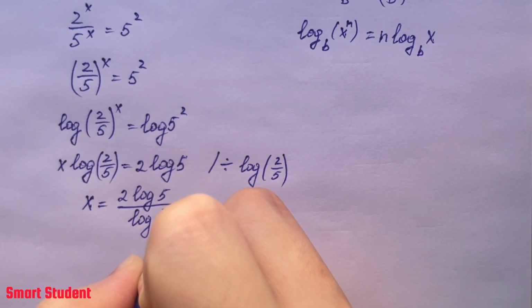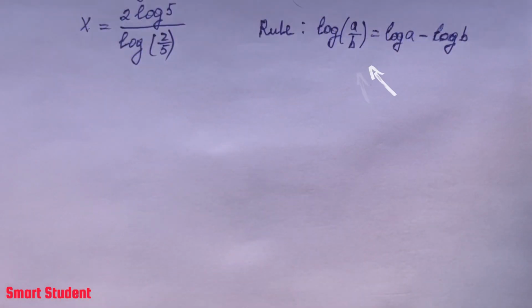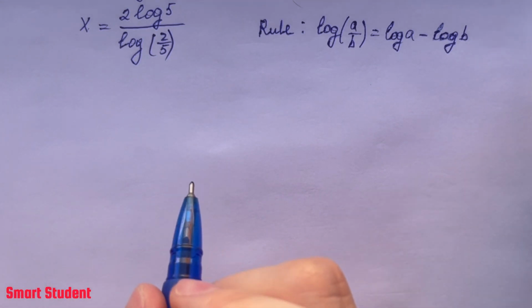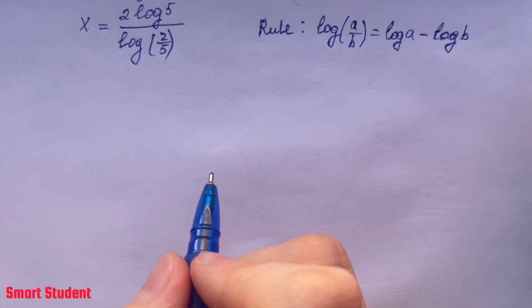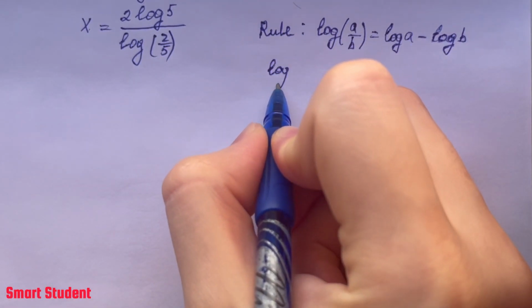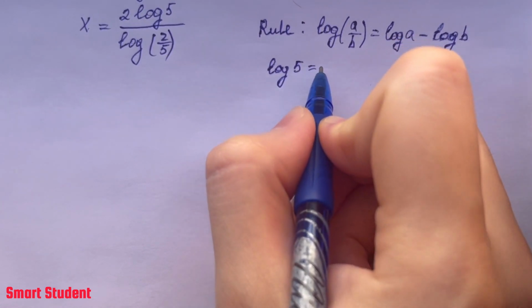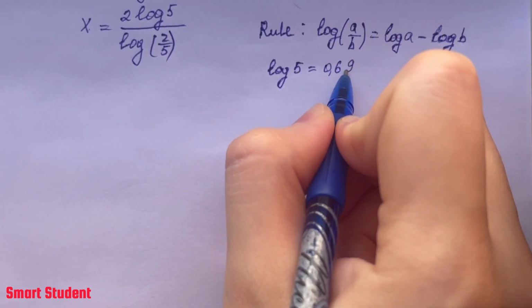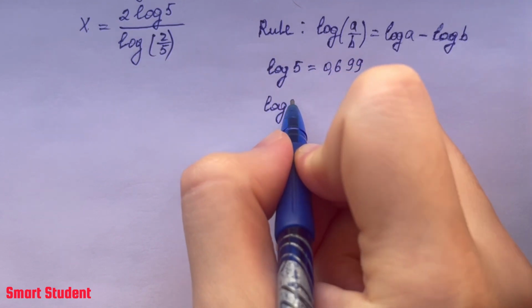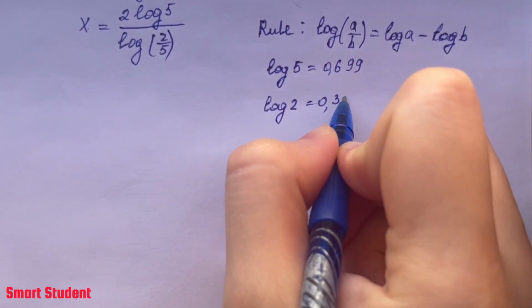Next, by the rule log a over b is equal to log a minus log b, we will have log 2 over 5 equal to log 2 minus log 5. By using the calculator, log 5 is equal to 0.699 and log 2 is equal to 0.301.